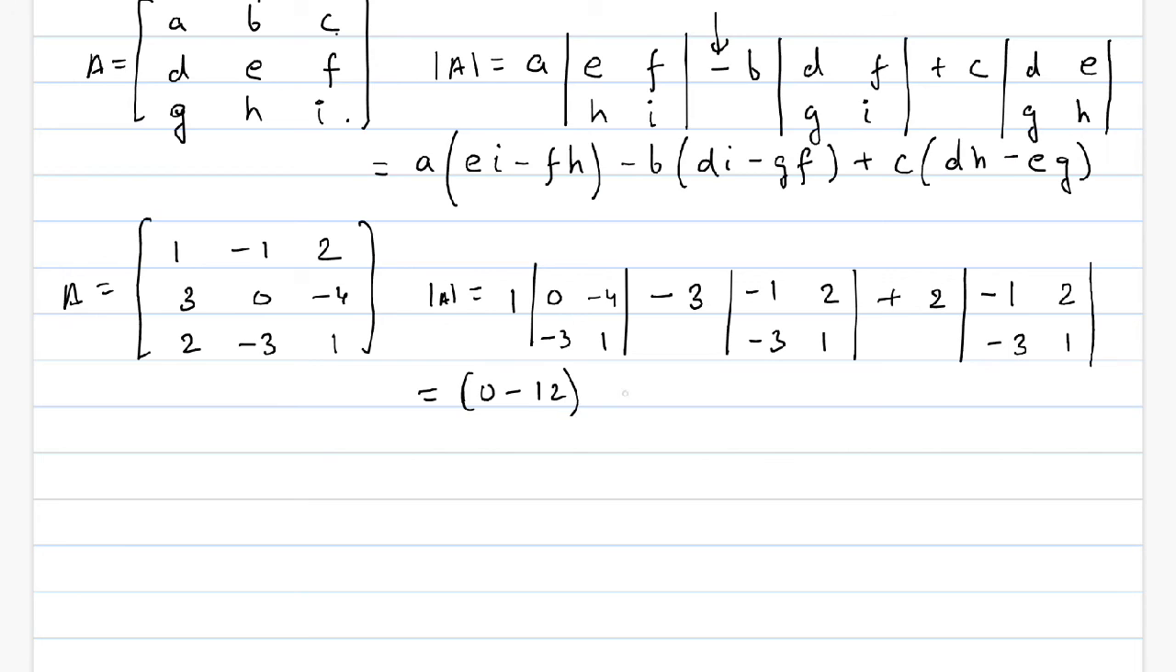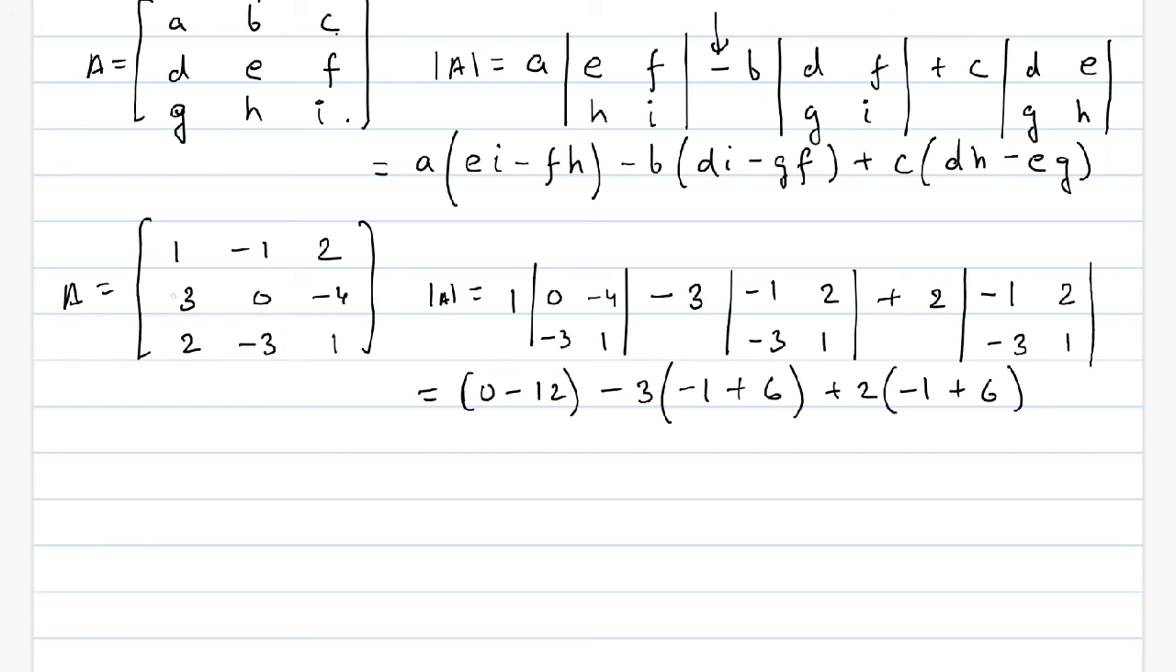So just write it as 1 into 0 minus of minus 12, or plus 12 actually. So minus 12. Then minus 3, we'll do the same. We'll have minus 1 into minus and minus, plus 6. Then we'll have plus 2 into minus 1 minus and minus of plus 6.